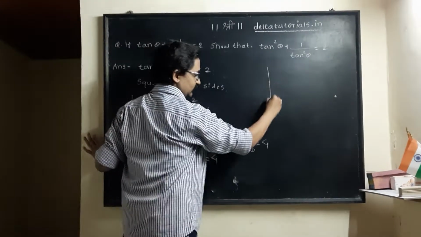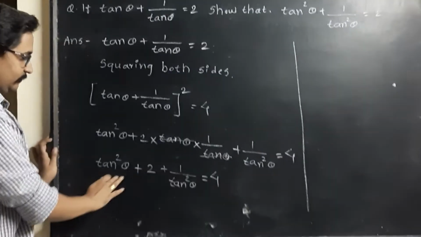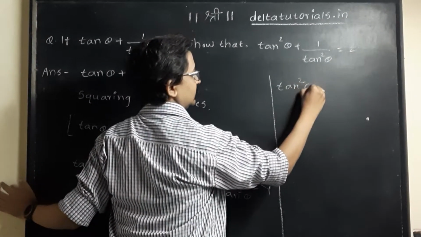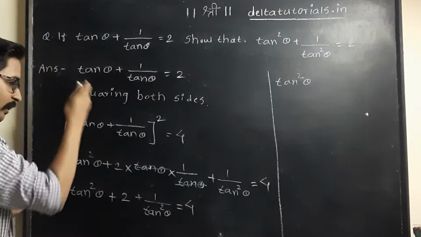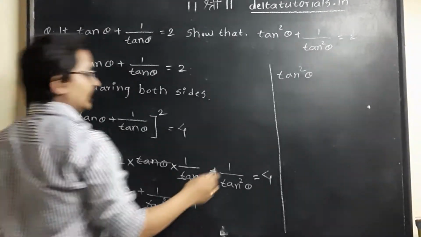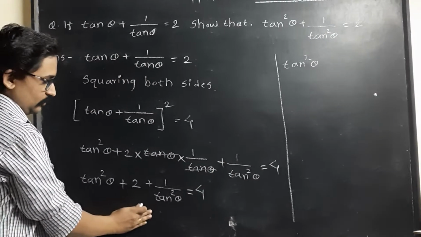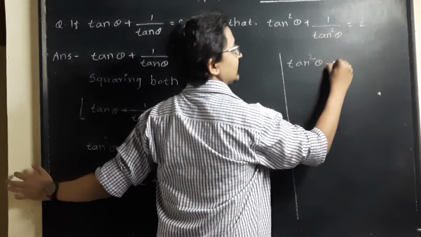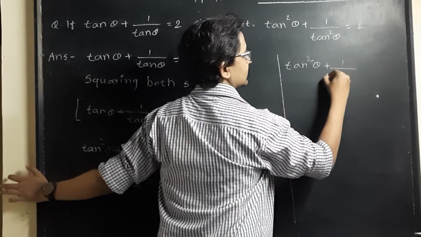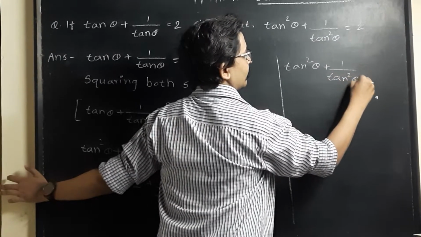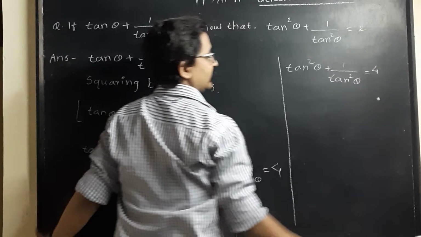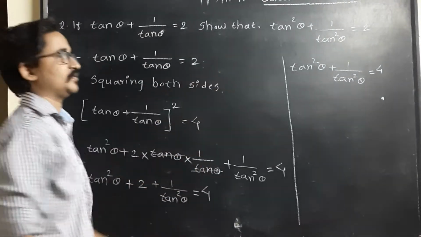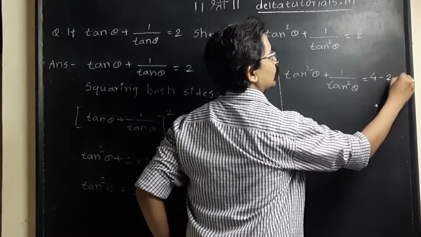So let's see the further part of the problem. Tan square theta will be as it is. This 2 we are going to take on the right hand side. So on this side, only 1 upon tan square theta will be remaining. So we will write it as it is, 1 upon tan square theta equal to, already we are having 4 on RHS. We will subtract this 2 from that RHS. So it will be 4 minus 2.